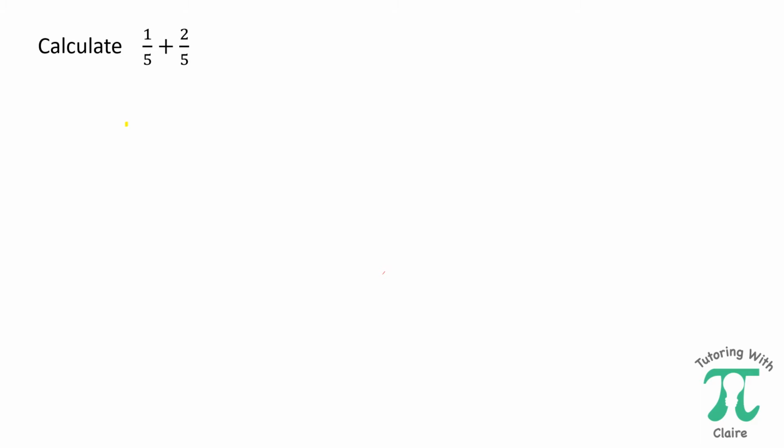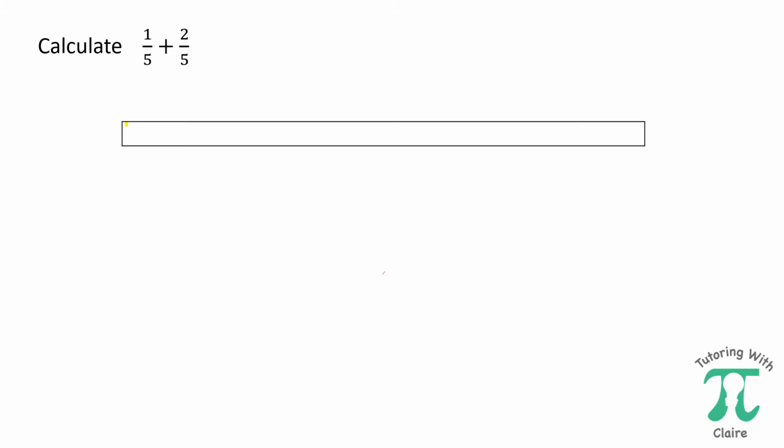We'll start off with this example. We're going to add two fractions that have the same denominator. So imagine we have a bar, and we're going to split that bar into 5 equal parts. Each of these equal parts represents 1/5 of the bar. So if we shade in this first part, that's going to correspond to 1/5.